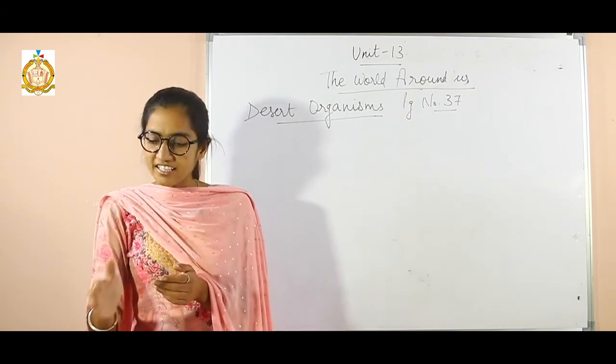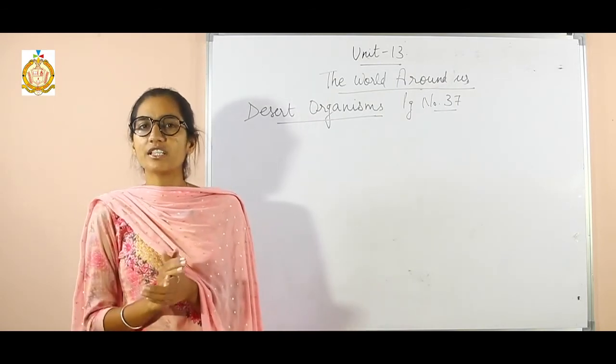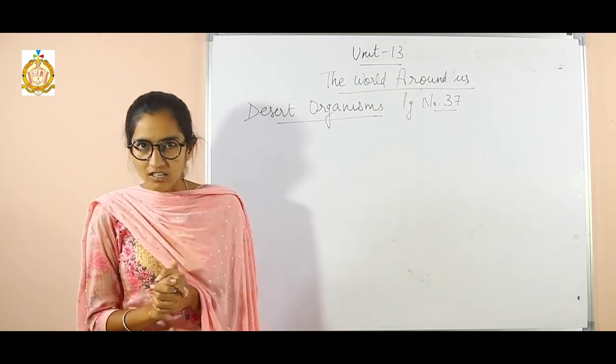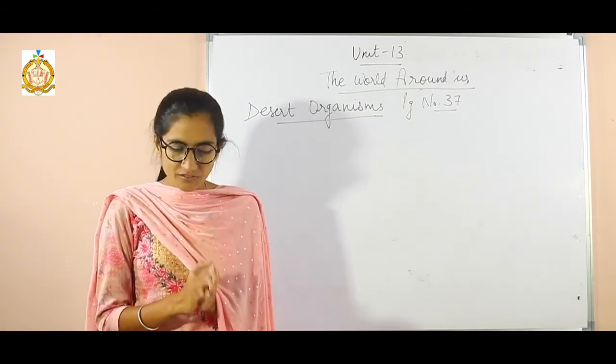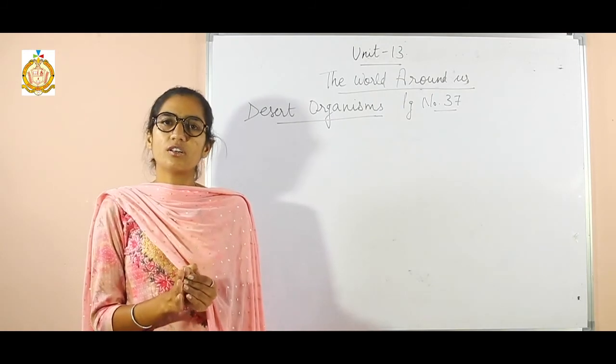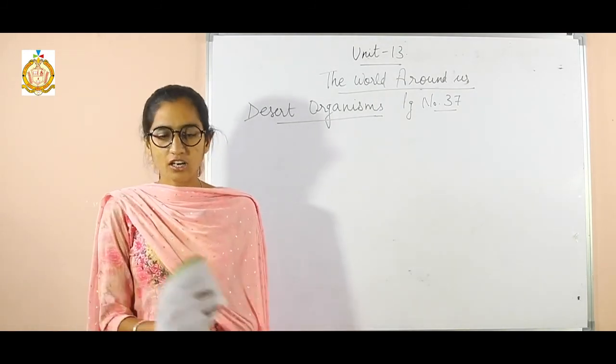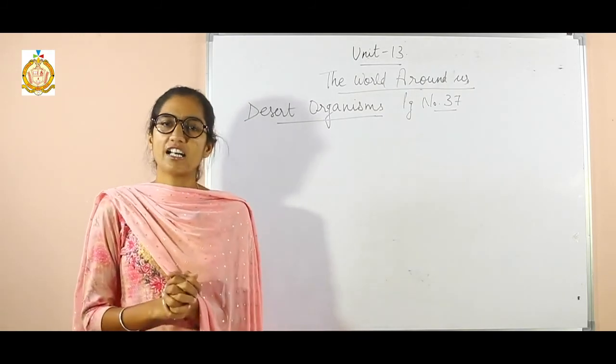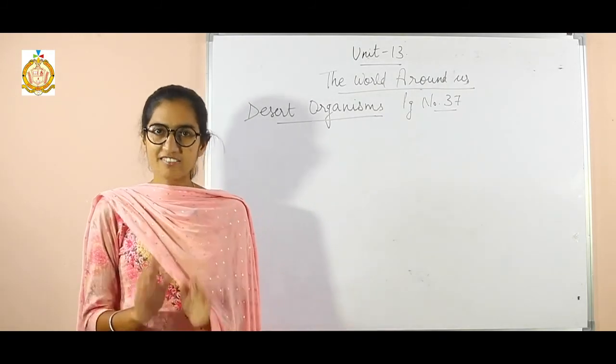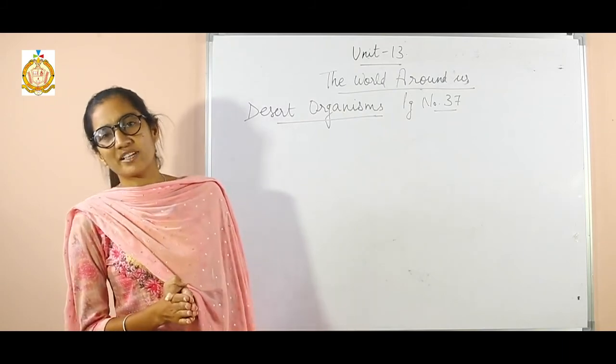In this way, there are some questions. You have to solve them yourself in your book. These are the internal questions; do them in your notebook also, and write the definitions of desert organisms, amazing birds and plants in your notebooks. If there is any doubt, you can ask in the comment section box.